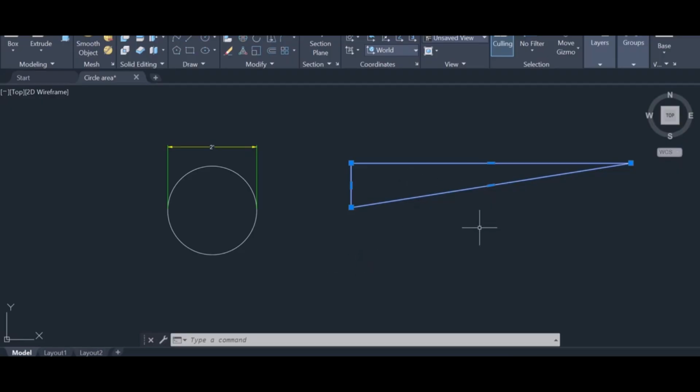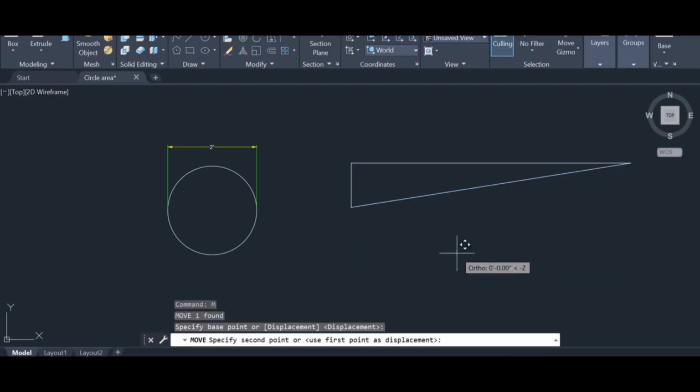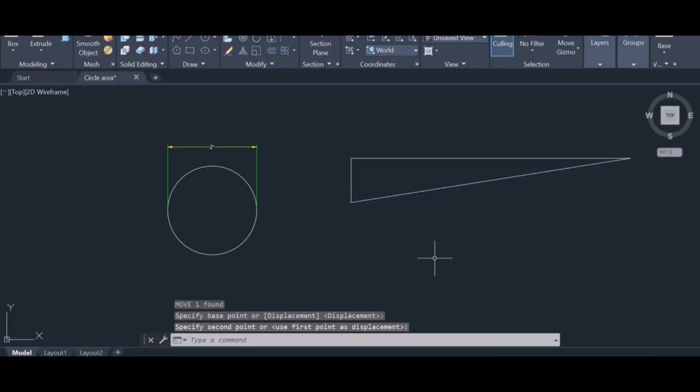So we can search the circle area with this meter, the circumference meter. This is the circumference less this area. Combine. Get the circle area.